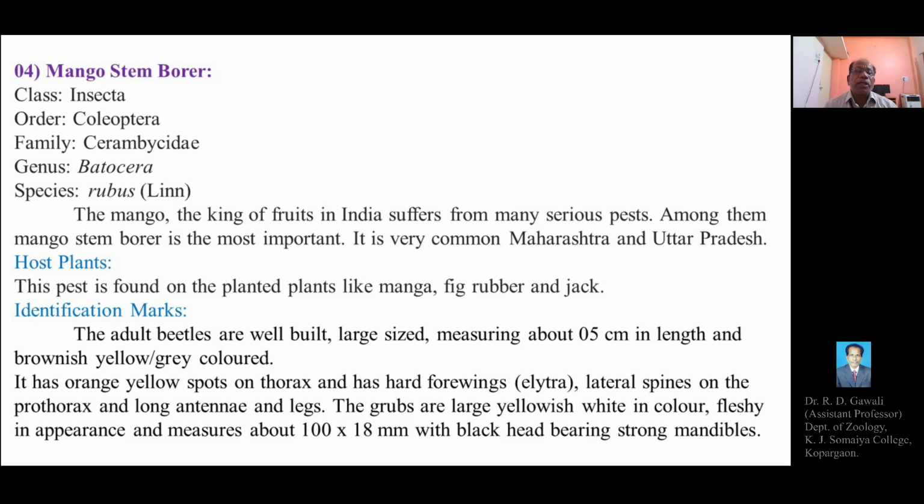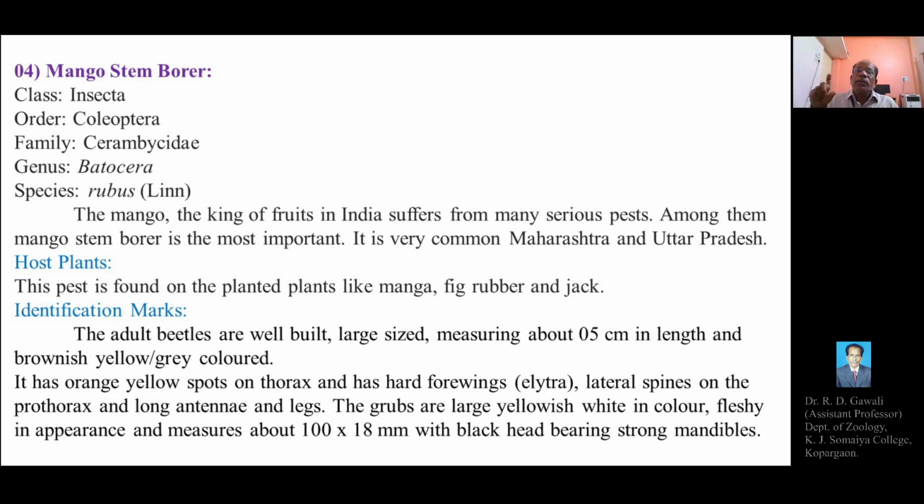Then regarding the identification marks of the mango stem borer, the adult beetles are well built, large sized, measure about 5 centimeter in length and are brownish yellow or grey in color. It has orange yellow spots on the thorax and has hard forewings called elytra, lateral spines on the prothorax, and long antennae and legs.